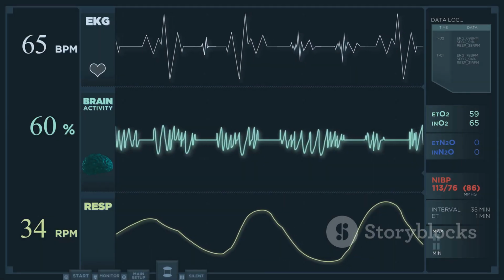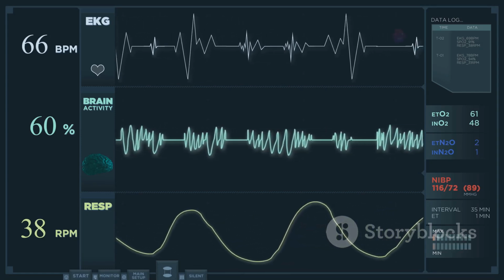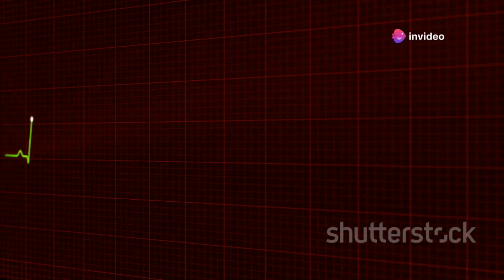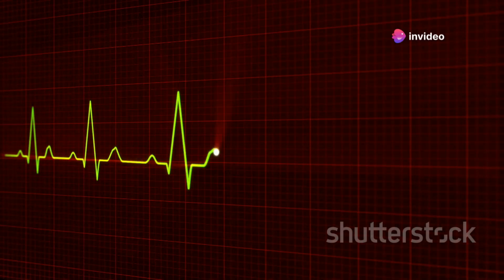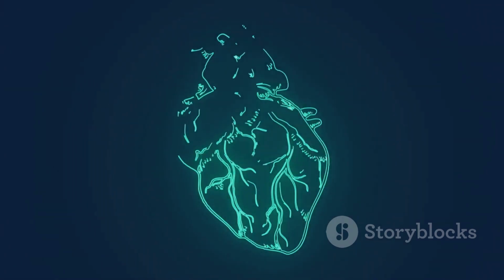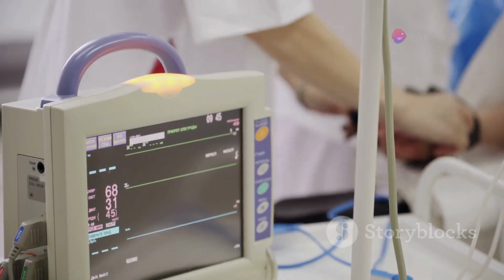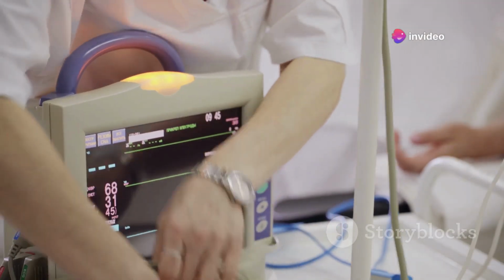From the AV node, the signal travels down the bundle of His, which divides into the right and left bundle branches. These branches carry the signal to the Purkinje fibers, which spread throughout the ventricles. The Purkinje fibers stimulate the ventricles to contract, pushing blood out to the lungs and the rest of the body. The ECG captures these electrical events, allowing doctors to assess the heart's function.